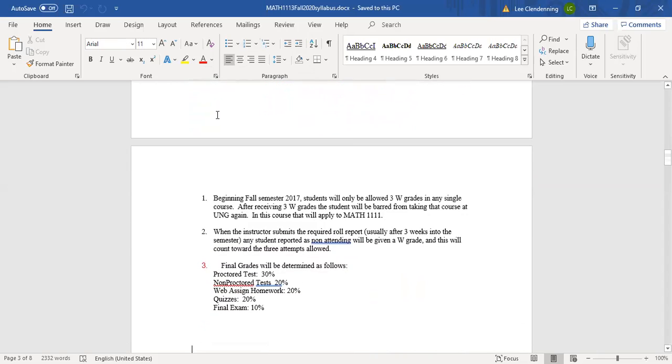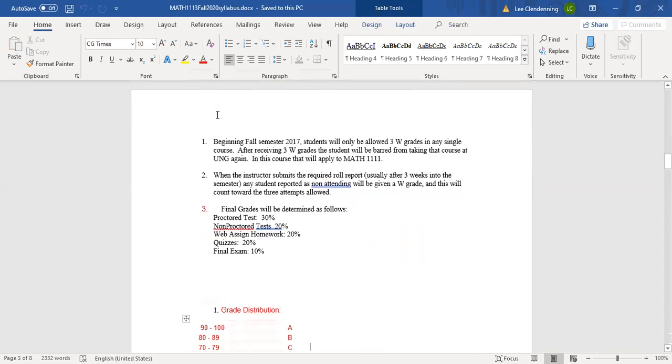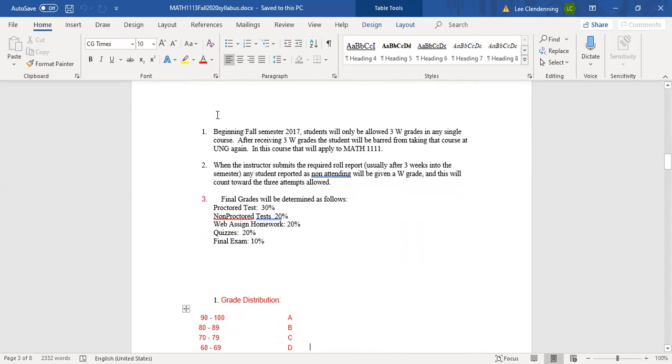All right. There are policies at UNG about how many times you can take a single class. You're allowed 3 times to take a class. After 3 W grades, they make you go somewhere else. And when I submit the required roll report, if anyone hasn't done those first 2 activities and I turn them in as non-attending, you will be assigned a W, which counts as one of your 3 attempts.